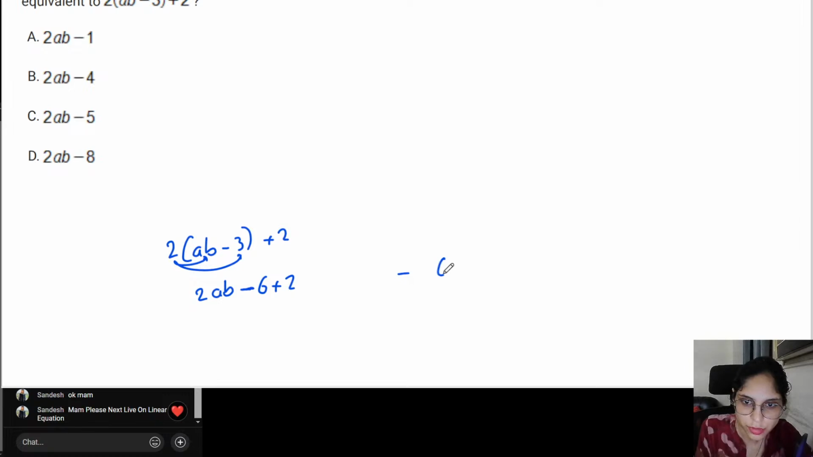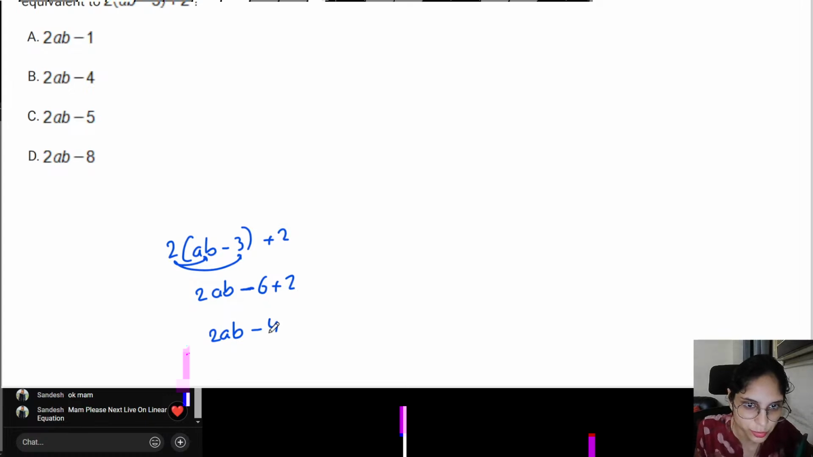Some students, they just do 6 plus 2, 8, and then write minus 8. No, that's not correct. A number or negative is not separate from the term. It goes along. It's like Vikram Vetal. It's a Vetal. It will always go on behind of Vikram. Again, a Hindi reference. So 2ab minus 4, because negative 6 plus 2 is negative 4.